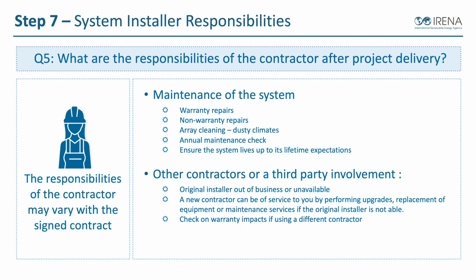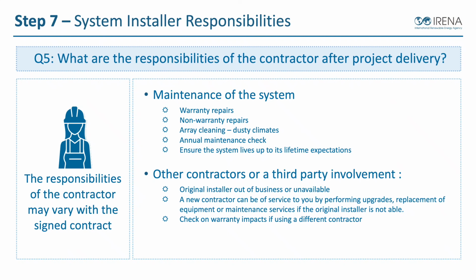Now, there are times where we might need other contractors or third-party involvement. That can be where our original installer is out of business or unavailable. So maybe we bought a system, we got it installed, and everything worked for a year or two, but that solar contractor went out of business and we couldn't get a hold of them. So we might need to find another contractor to come in and help with a project, or a consultant in some way. Any new contractor can be of service to you by doing any upgrades, replacing equipment, or maintenance services if the original one is not available.